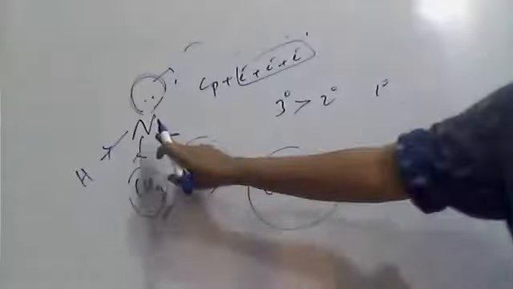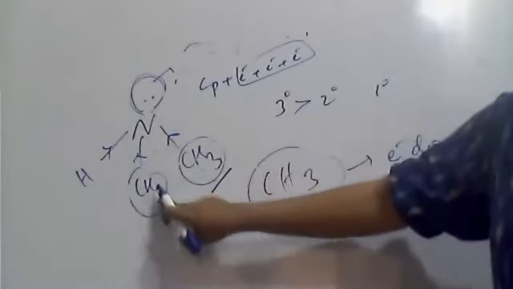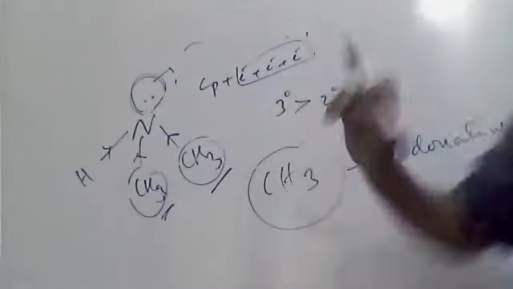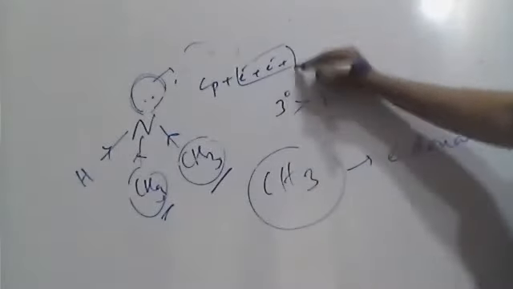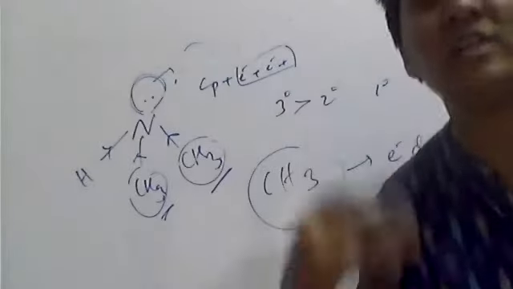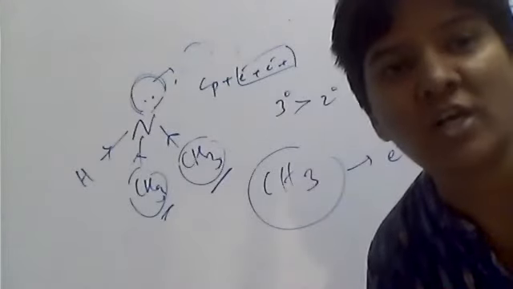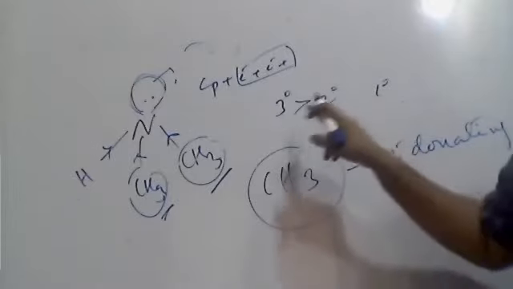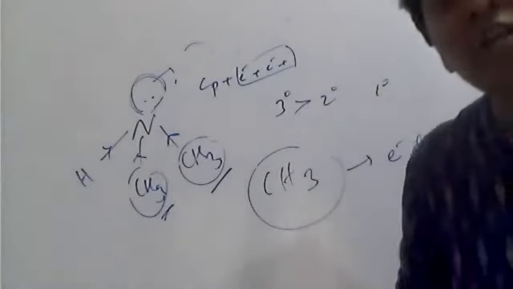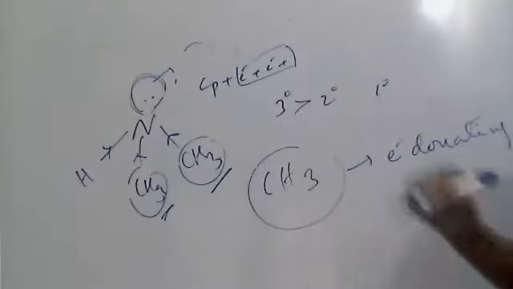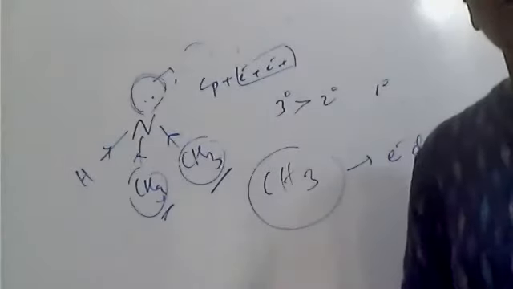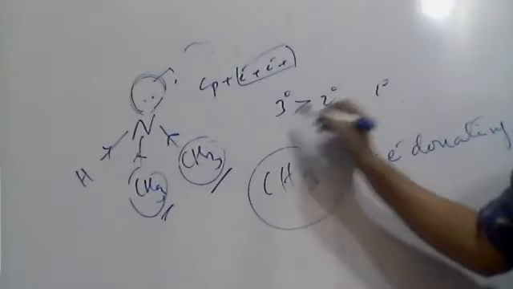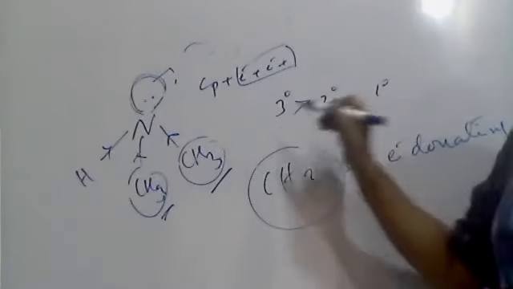So compared to the tertiary amine on the nitrogen, in secondary amine, electron density is less. So I'll remove this electron. So in secondary amine, the electron density is less. Compared to the secondary and tertiary, who can donate electron very fast? Tertiary. So secondary will donate slowly. So tertiary is a stronger base and secondary is a weaker base compared to tertiary.